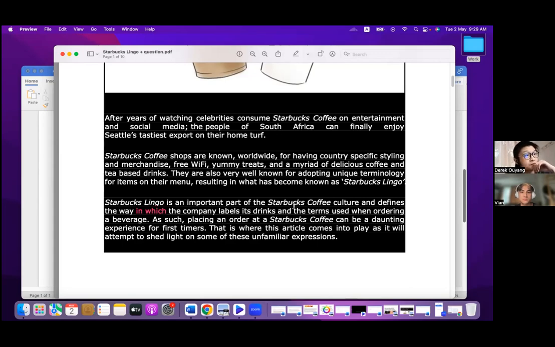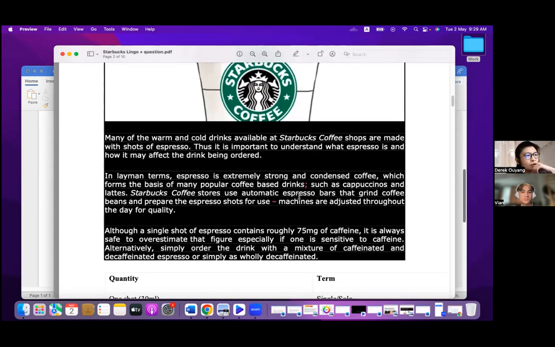Okay, good. Now here, don't worry about punctuation. This article is not well punctuated. In layman's terms, espresso is extremely strong, condensed coffee, which forms the basis of many popular coffee-based drinks. I would put, again, a comma here, such as cappuccinos and lattes. This semicolon is incorrect. It should be a comma. The semicolon before and after must be an independent clause, right? Correct, so here it's incorrect. It should be a comma, or you can use a colon.